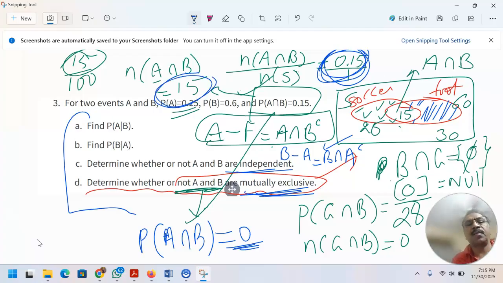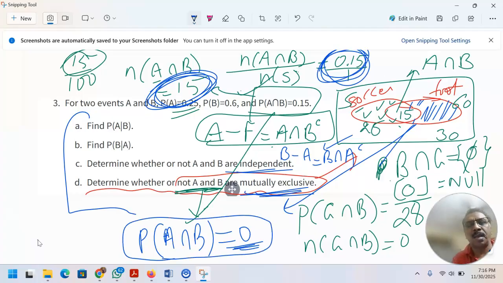So there are 15 students who play soccer and football. So we say they are not mutually exclusive. To say two events are mutually exclusive, you have to have the probability of A and B be 0. Another way to see it, let me clear this.